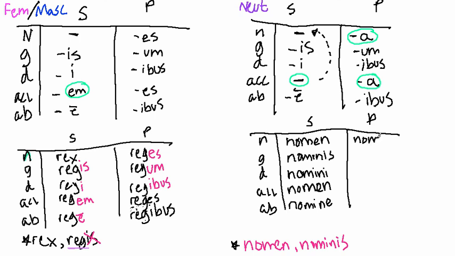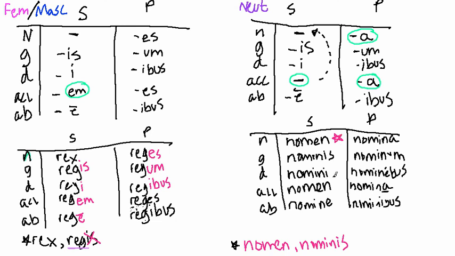nominative plural, nomina, nominum, nominibus, nomina, nominibus. Okay, so I'm just going to put a star so that you can tell that the nominative and accusative singular are identical, and the nominative and accusative plural are identical as well. Okay, so there you have it. That's third declension. And in the next video, we'll be talking about fourth declension. So until then, thank you for watching.